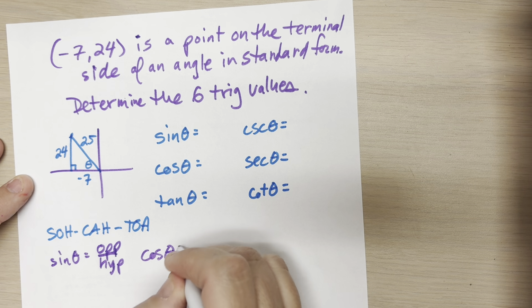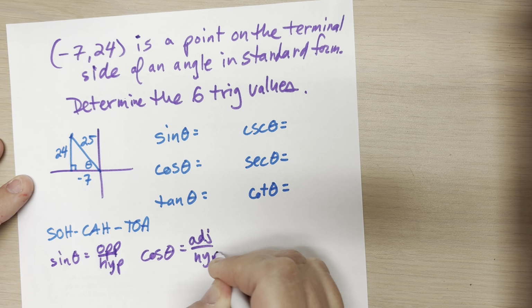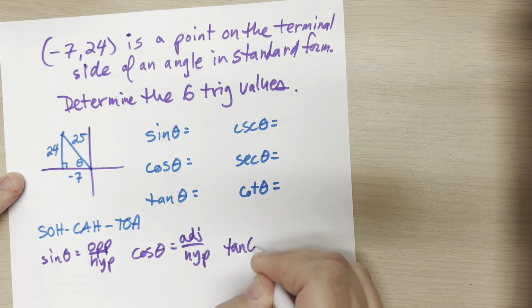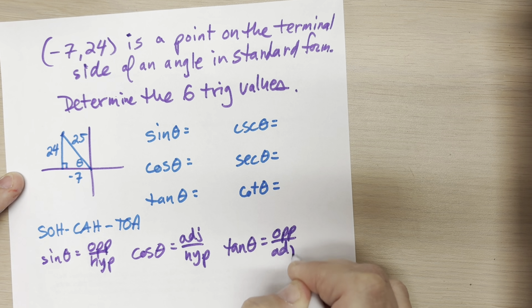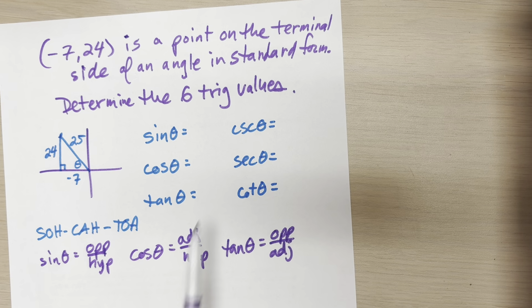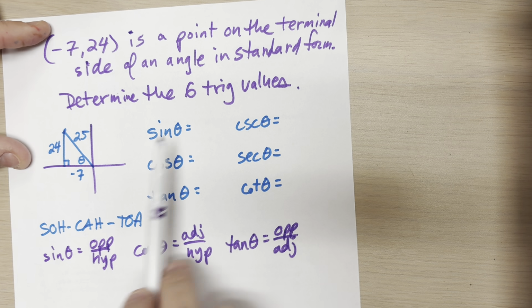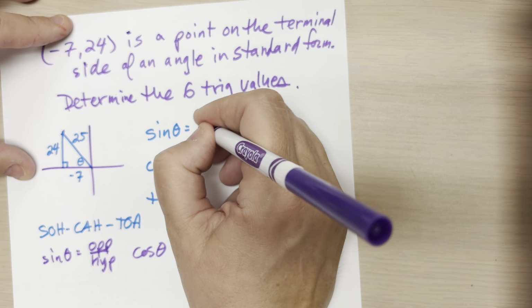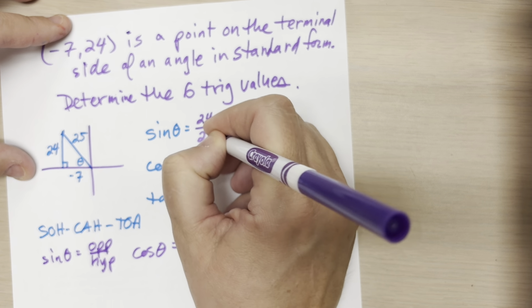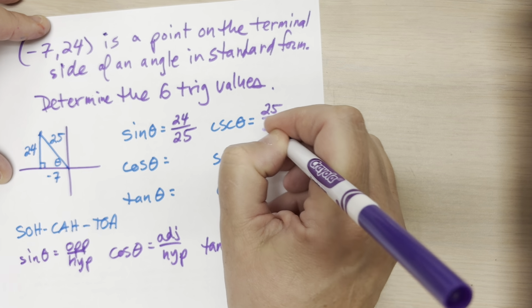Cosine is going to be adjacent leg over the hypotenuse. And tangent is going to be opposite over adjacent. So you can use those. Obviously the reciprocals are all going to be flipped. So sine in this case, opposite is 24, hypotenuse is 25. So we're going to say 24 over 25. Cosecant will be the reciprocal, 25/24.